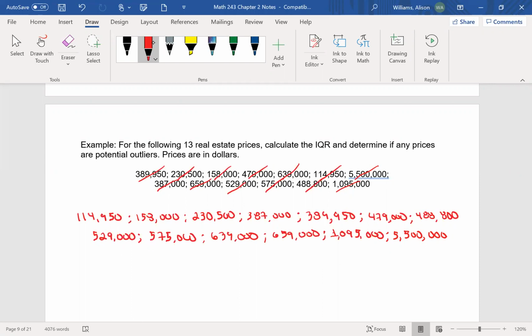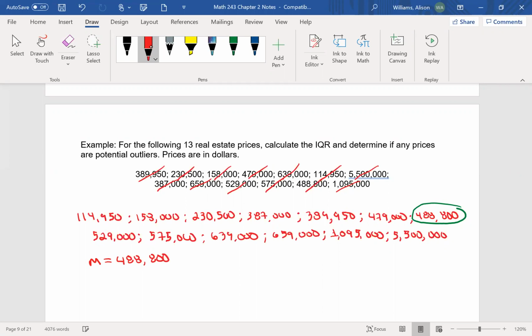Okay, so because I kind of split the data up, the top 7 are the first 7 pieces of data and the bottom are the last 6. That means since there's 13, the middle is going to be this number right here. So that is my median. I'll just go ahead and identify it because, hey, I found it.